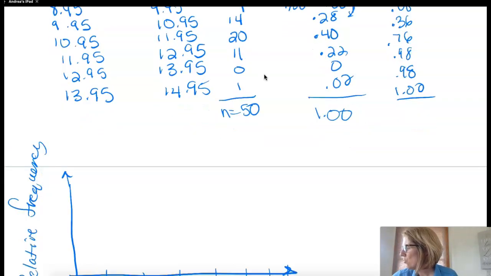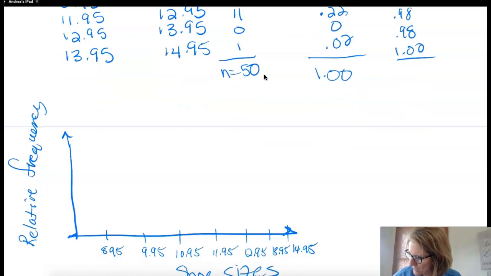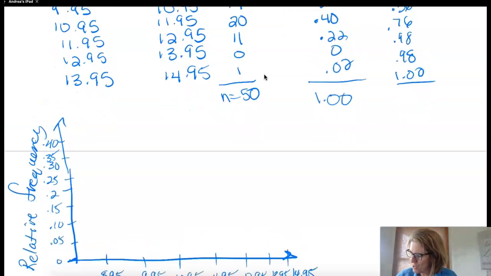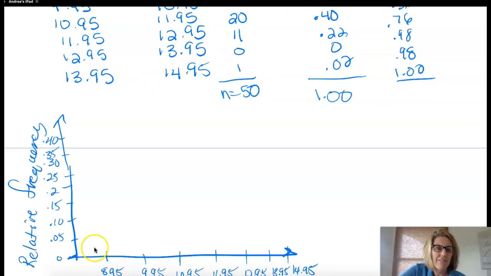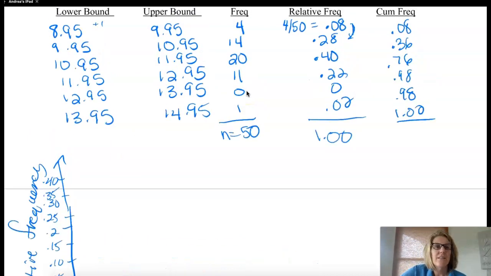They go up to 0.4. So we always have to start at 0 here. So let's go by 0.05, 0.10, 0.15, 0.2, 0.25, I'm going to run out of room, 0.30, 0.35, 0.40. Okay?